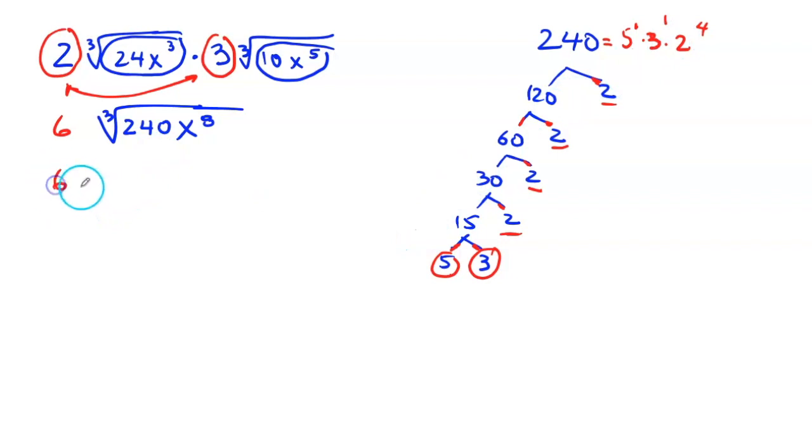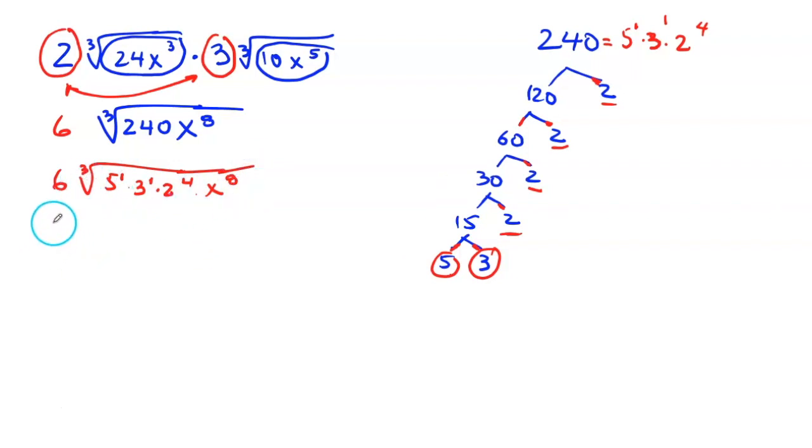So let's bring it over here. Cube root 240, 5 to the first. So we know that is not coming out. 3 to the first, not coming out. 2 to the fourth. Is that coming out? Yes. It's bigger than the 3. And x to the 8th power. Bigger than the 3, is coming out.